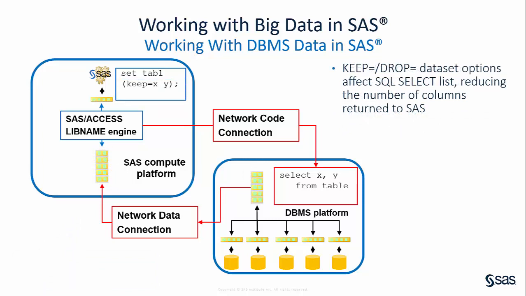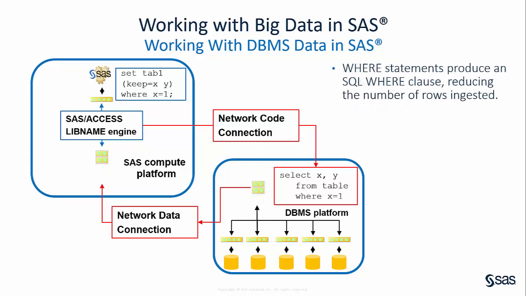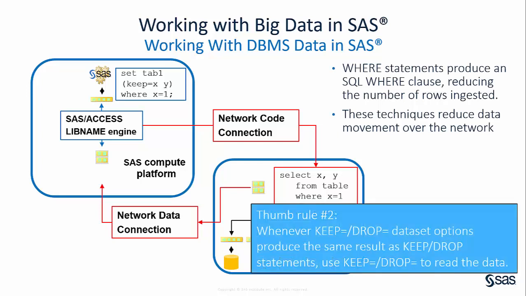So first off, if you use those KEEP=, DROP= data set options on your data set in the SET statement, this will surface on the database side as a select list, reducing the number of columns that are returned to SAS. In addition, if you have a WHERE statement in your SAS code, this will definitely surface in the SQL on the database side, reducing the number of rows ingested. These two techniques can dramatically reduce the amount of data movement over the network.